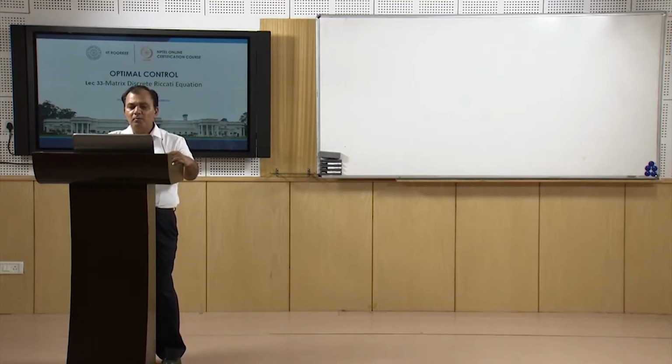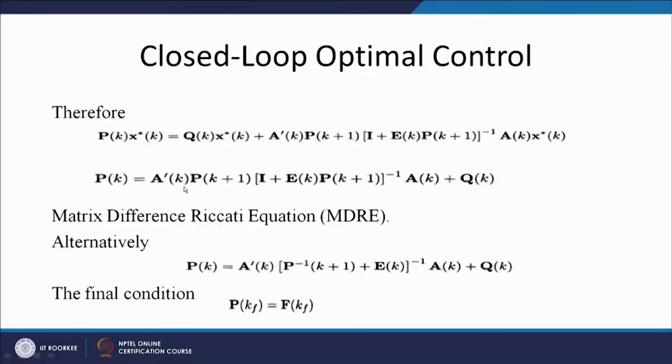which is of the form as given here: Pk equals A prime k Pk plus 1 I plus Ek Pk plus 1 inverse Ak plus Qk. So, this is my discrete Riccati equation, and the equation is in matrix form because P is a symmetric positive definite matrix, but the elements of P vary with k, because we are considering the time varying system. So, it is a matrix difference Riccati equation.